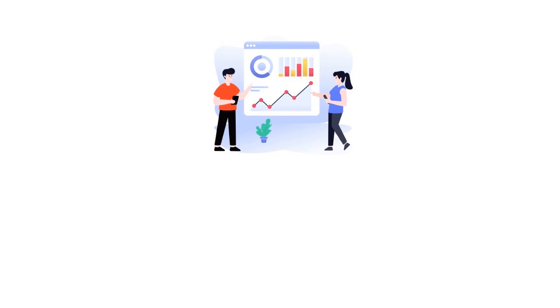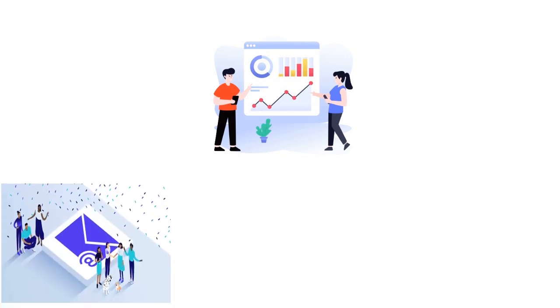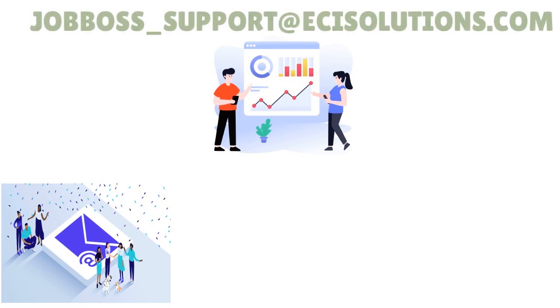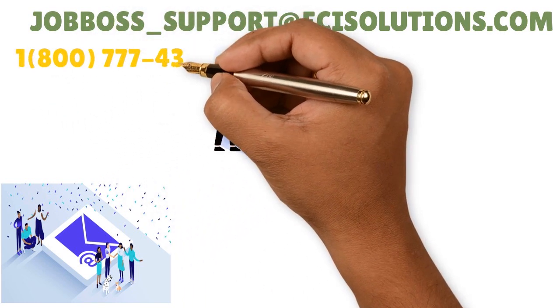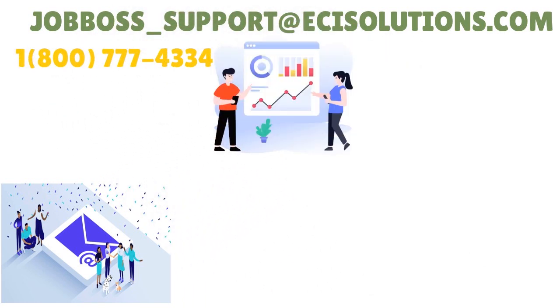So when we talk about extras, you have the ability to actually reach JobBoss through email. So for support, you will have an email. We're going to put this on the screen. So it's JobBoss_support@ECI Solutions, plural, solutions.com. For corporate inquiries, you can call 1-800-777-4334. For support, you can call 1-877-524-3577. We're going to put all this on the screen so everything is clear for you.